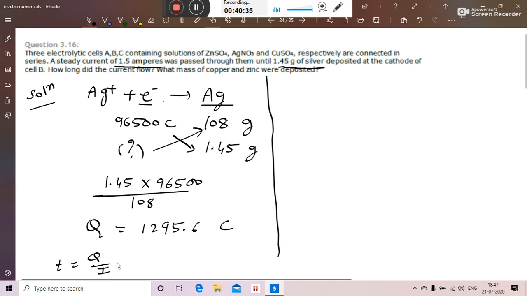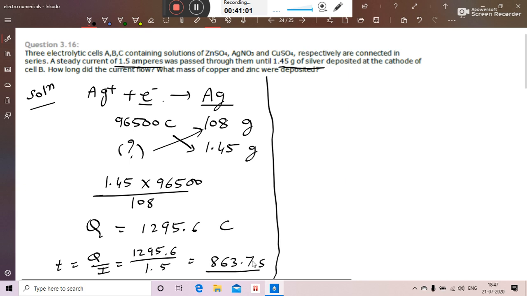So Q should be in Coulomb. So that is 1295.6, and in the denominator I should be in ampere. So current given in the question is 1.5 ampere. So when you divide it by 1.5, you will get 863.7 seconds. So 863.7 seconds, that is our first answer.